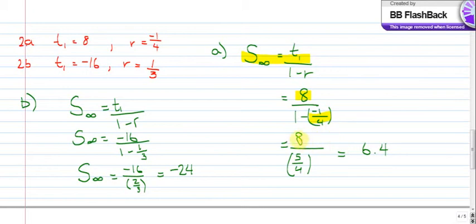Once you've subtracted that, you get 8 over 5/4, which gives us a final answer of 6.4. That's the sum. And 2b has a first term of -16 and a ratio of 1/3. So we'll put in our initial value of -16 and a ratio of 1/3. You get -16 all over 2/3, which gives us a final answer of -24.